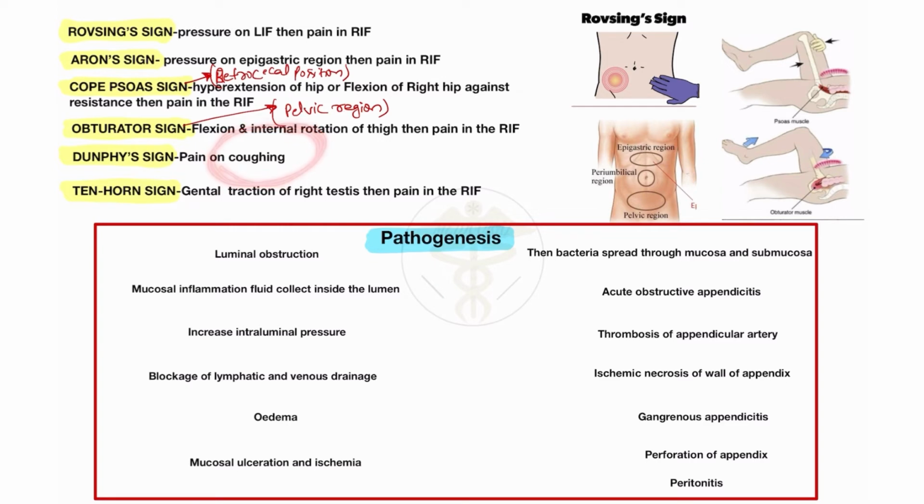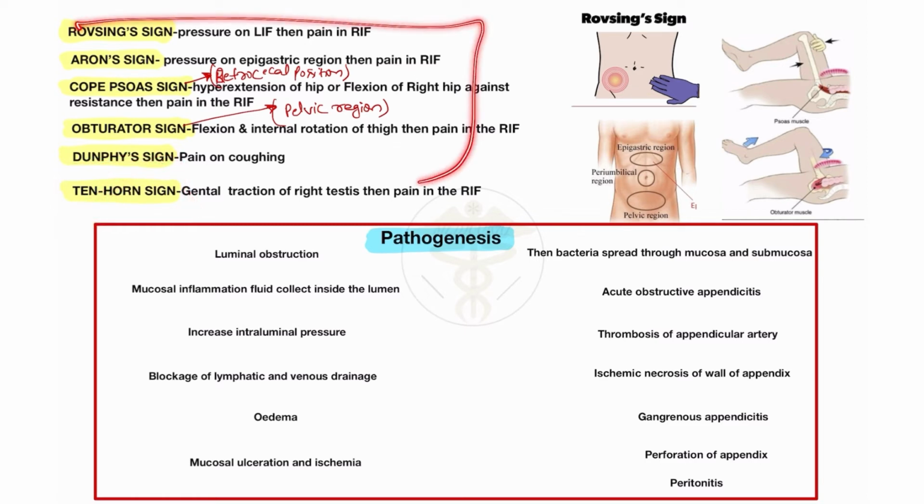When the patient has coughing, there is also pain in the right iliac fossa region. Pain in the right iliac fossa on coughing is called Dunphy sign. And Tenhorn sign. Tenhorn sign you will see only in males, not in females. When there is gentle traction of the right testis, the male patient also feels pain in the right iliac fossa. So this is also Tenhorn sign. It is present in males and also seen in acute appendicitis.